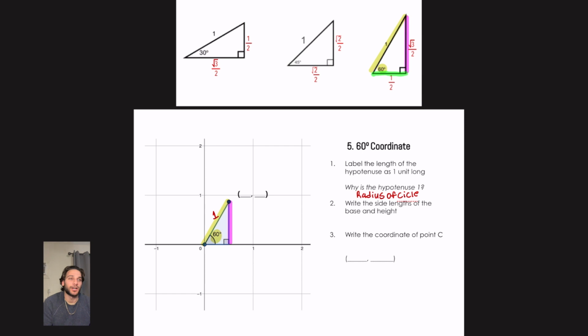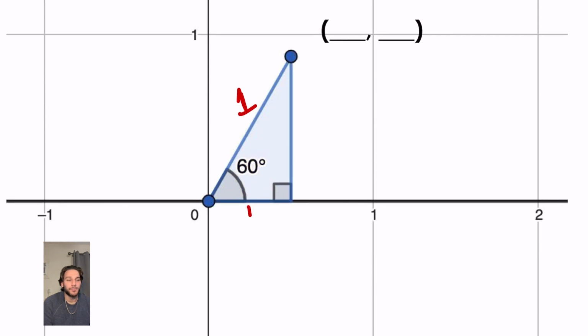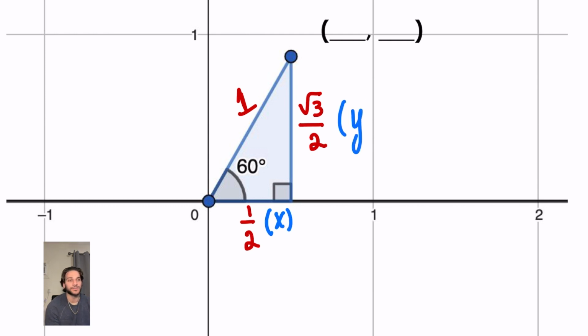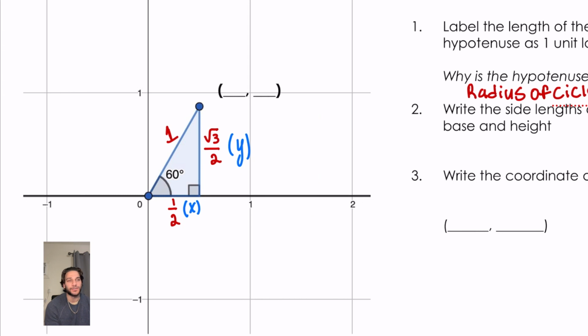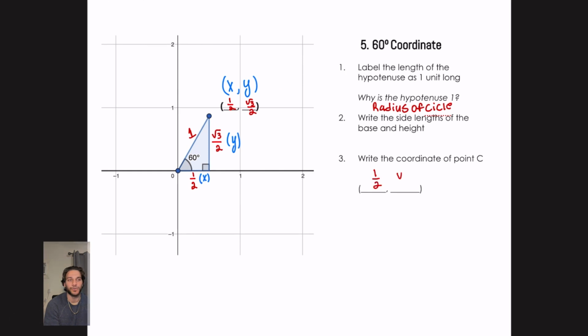So I'm going to match up my height and my base together. And now I can actually write those measurements. So I'm going to erase this, and my base length is going to be 1/2, and my height is going to be root 3 over 2. Just like before, those are going to be the measurements, or the values, we use for our coordinates. So my x and my y values. So now I'm going to write x comma y, and I can just fill in those numbers. So the coordinate for this location is going to be 1/2 comma root 3 over 2. And so for step 3, you just have to write the coordinate pair.